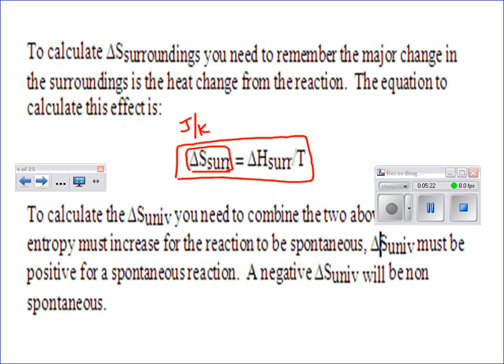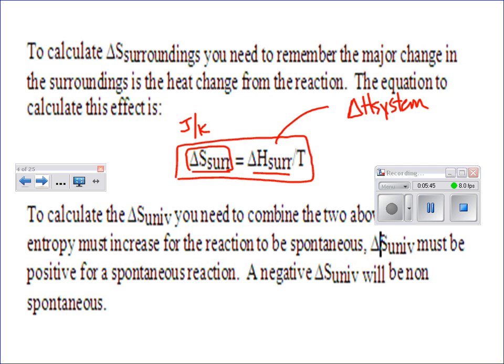But here's the thing. When we used Big Mama on enthalpy, on delta H, what were we finding? Delta H of the what? The system. Whoa, they want delta H of the surroundings. So when we did Big Mama, we only know how to find delta H of the system.